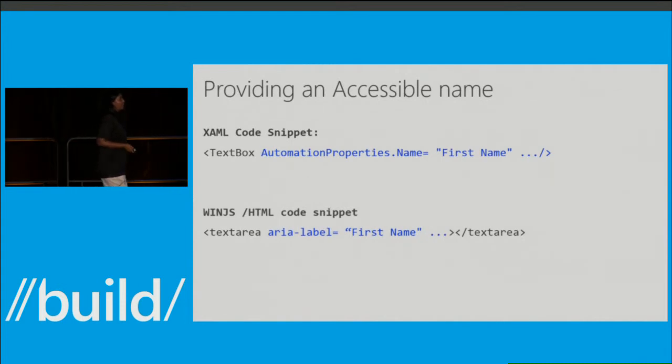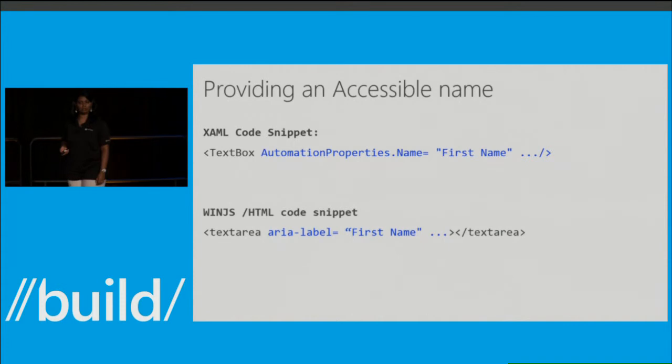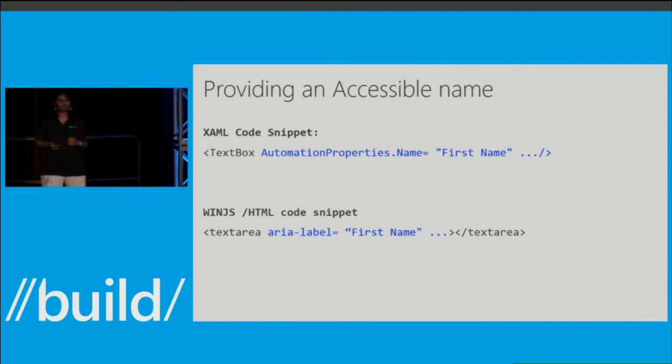We then provided accessible names. And because mine was a XAML demo app, I used automation properties. If you are building a WinJS and HTML5 app, the equivalent is the ARIA label. So you specify the ARIA label and you provide the appropriate accessible name.